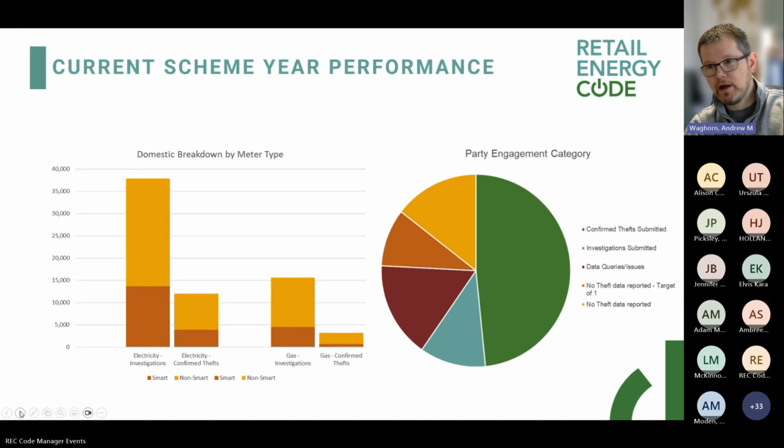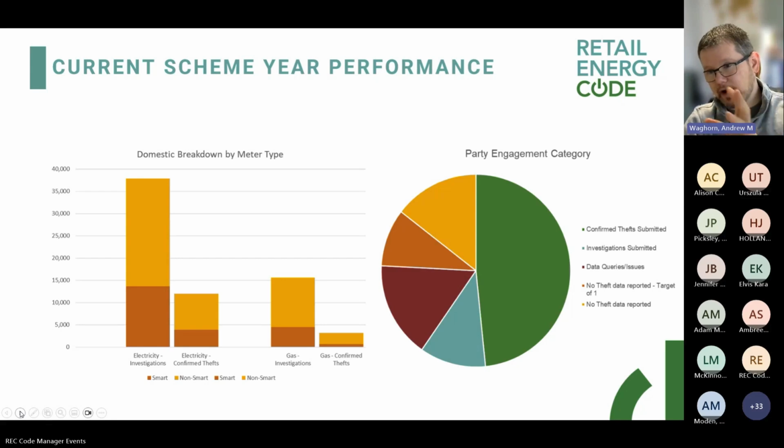and reportable theft. We've then got a bit under 20% of the population where we've got ongoing data queries being worked through. So obviously there's data being submitted, but there are some challenges with processing that, and we continue to engage with those parties to resolve that and get that data through.